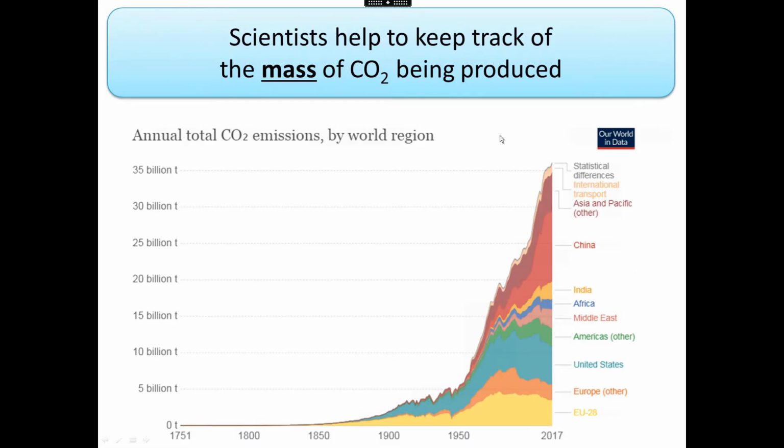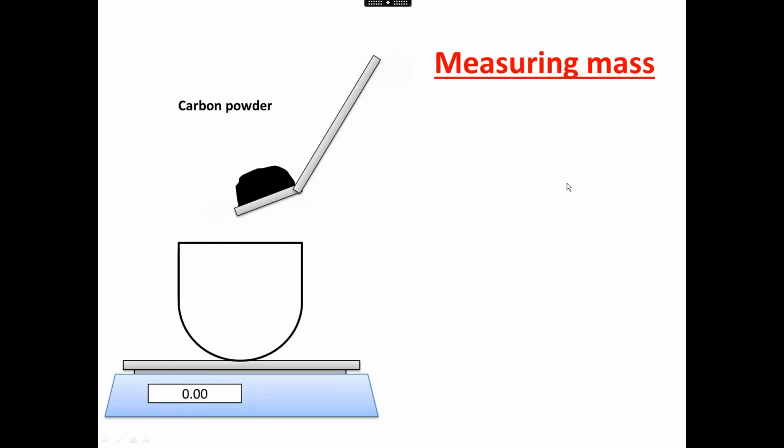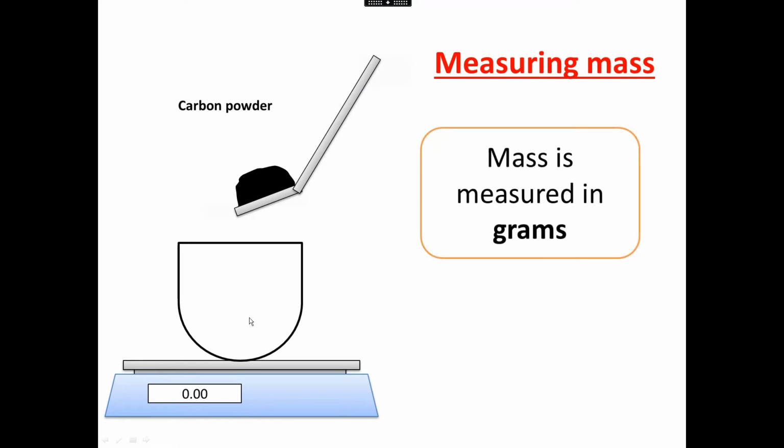So scientists help to keep track of the mass of carbon and the mass of carbon dioxide being produced. And you can see how much it has increased over the last 100 years or so. It's just going up and up and up, more and more carbon dioxide being given out. And scientists help to measure that mass. Right, measuring mass. Mass is measured in grams. So when we put something on a weighing scale and then press the 0 button, when you add the chemical, it increases the mass. And we measure that mass in grams.